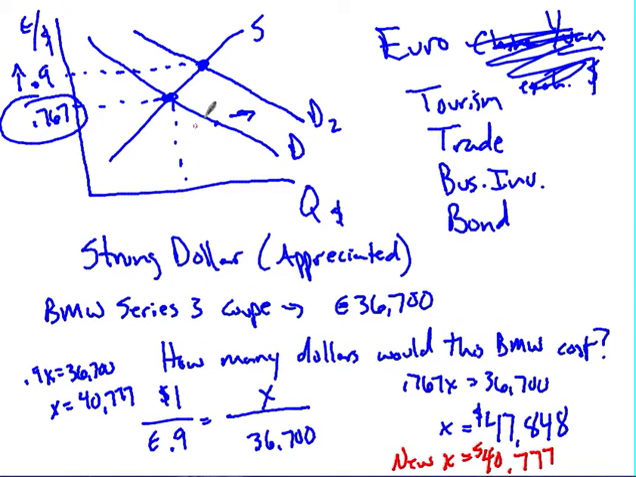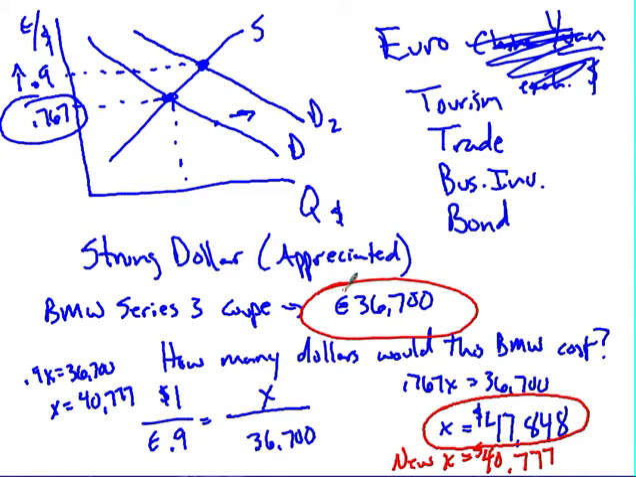So what happened with all of this? We had a strong dollar. For some reason, the demand for the dollar went up, causing the price that other countries pay for our currency to rise. And so beforehand, the price of that car was $47,848, and that's what you would have to go to the foreign exchange market to get in order to buy this BMW for 36,700 euros.